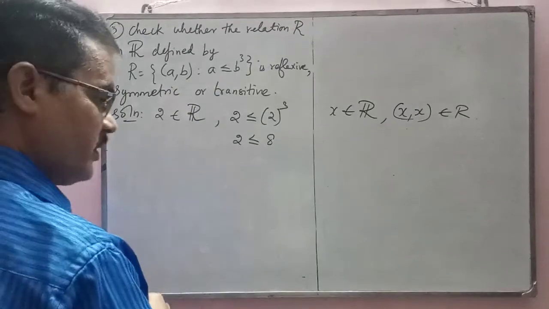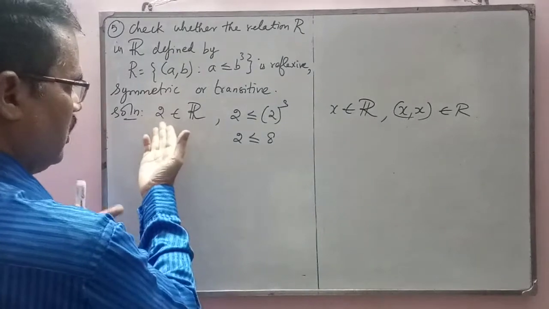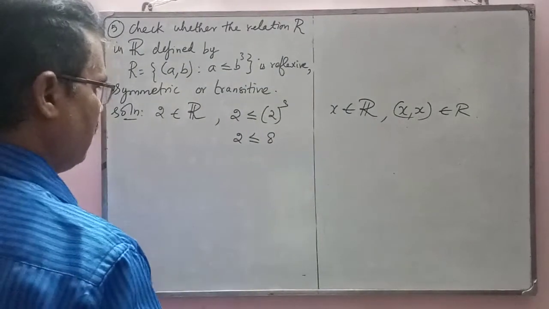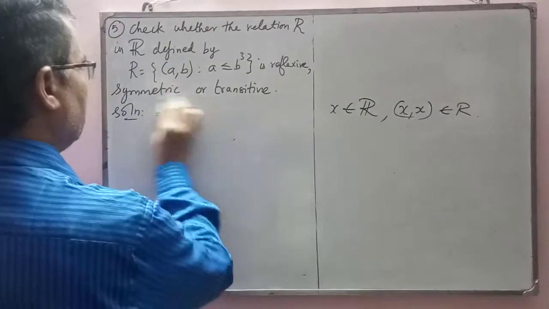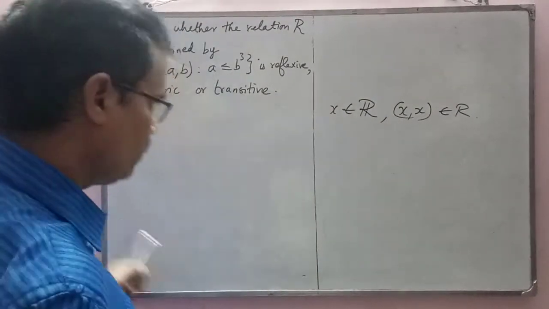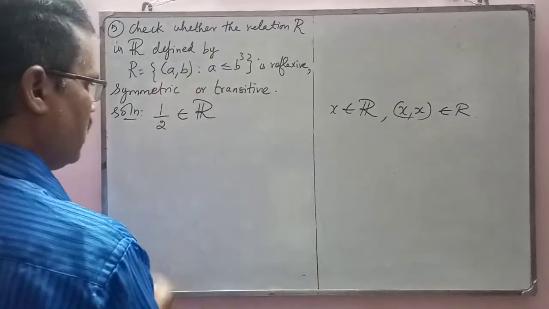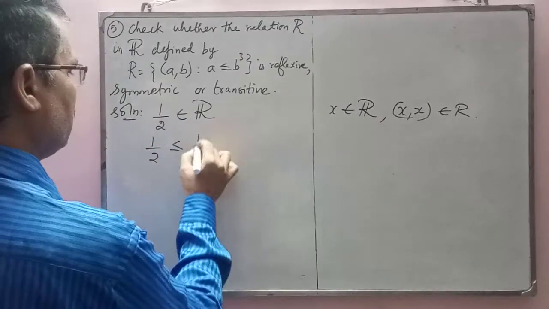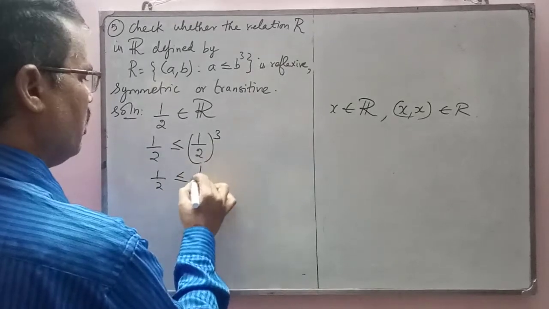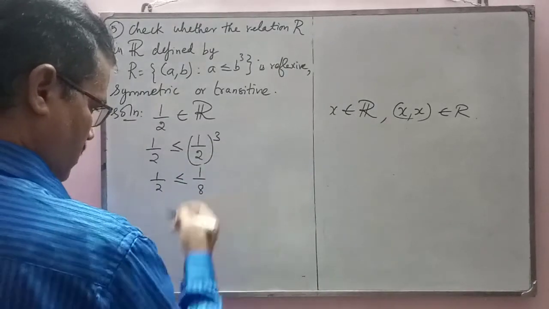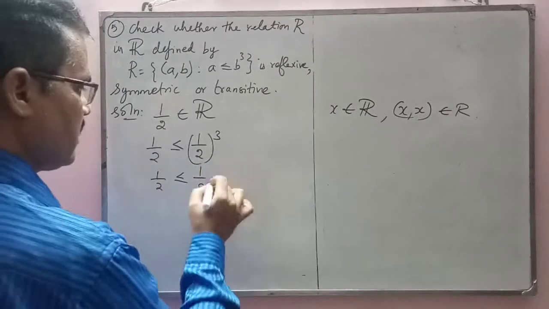The real numbers are a big set, so we have to choose numbers accordingly. This condition is satisfied if you take an integer, but if you go for a fraction, it should satisfy all the conditions. So I am going to take a fraction, 1 by 2, which is also a real number. Now tell me whether 1 by 2 is less than or equal to (1 by 2) cube, which is 1 by 8. No, 1 by 8 is very small compared to 1 by 2. So 1 by 2 is greater than 1 by 8, it is not less than, so it is false.